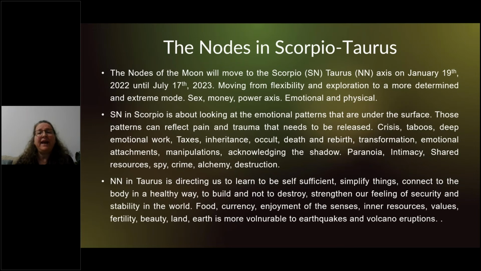They're moving from the flexibility and exploration mode to a more determined and extreme mode. Sex, money, power, axis. That's how I call, not just me, I'm thinking, the Scorpio-Taurus axis. The Gemini-Sagittarius was more mental, a little bit emotional, because Sagittarius is a fire sign and they are also involved with emotions. But Sagittarius-Gemini specifically, the signs are connected to the brain, to the left and right hemispheres of the brain, and it's a more mental kind of energy. And when we are moving to the Scorpio-Taurus axis, we're moving to a more emotional and physical energy.